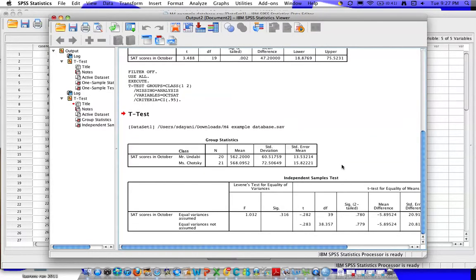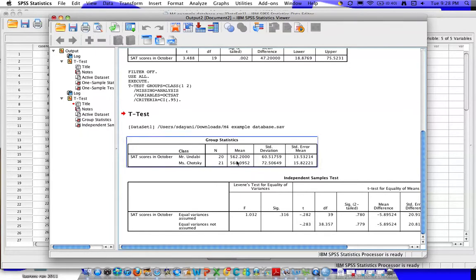And voila! You have some more output. This looks a little bit more complicated than the single sample t-test. So let's take a look. Remember, the first thing that you want to do is make sure the n looks right. Because that would be the first sign if you did something wrong. Mr. Undabi's class, n equals 20. Ms. Chotsky's class, n equals 21. That looks good.